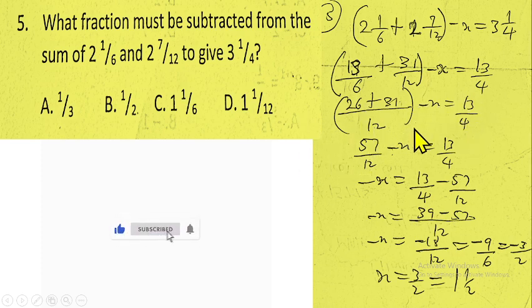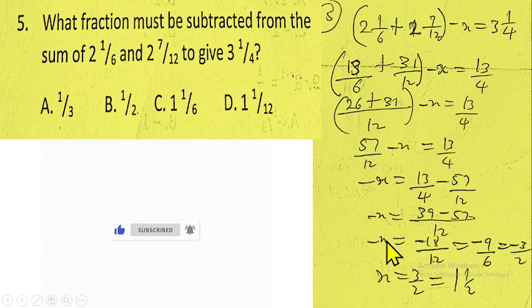So from there, 26 plus 31 will give us 57 over 12 minus x, equal to 13 over 4. So you can take the like terms. We have minus x equals 13 over 4 minus 57 over 12. So you can take the LCM on the right side as well. That will be 12. 4 in 12 is 3. Then 3 times 13 gives us 39 minus 57. So 39 minus 57 will give us minus 18 over 12.